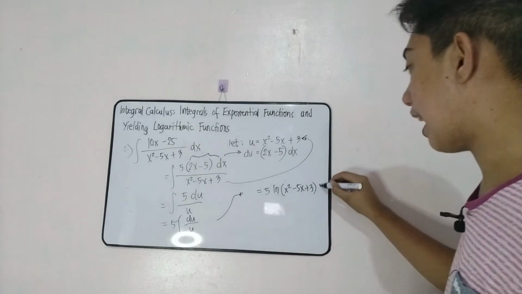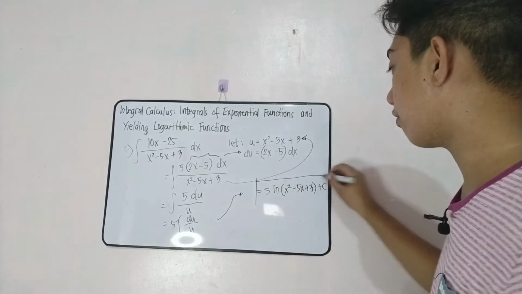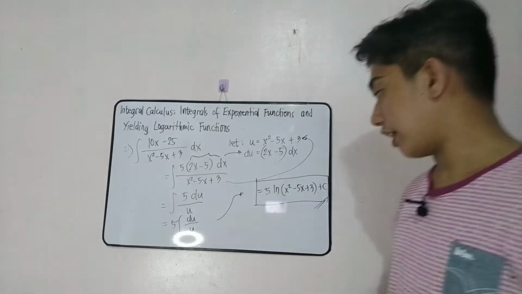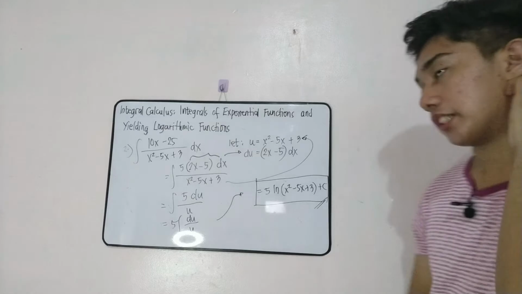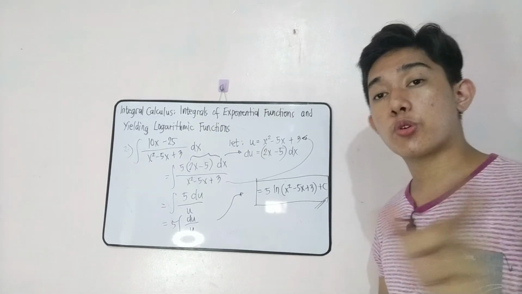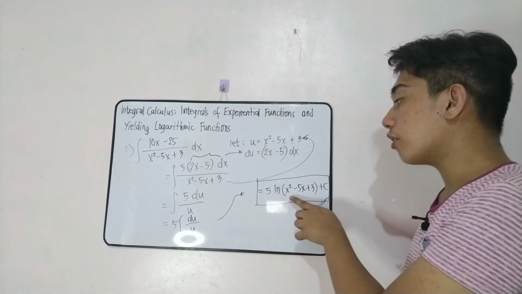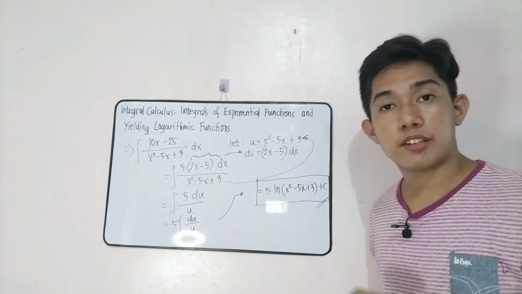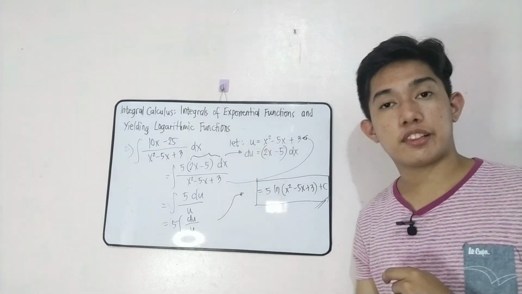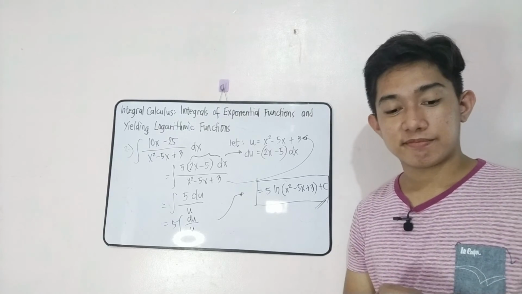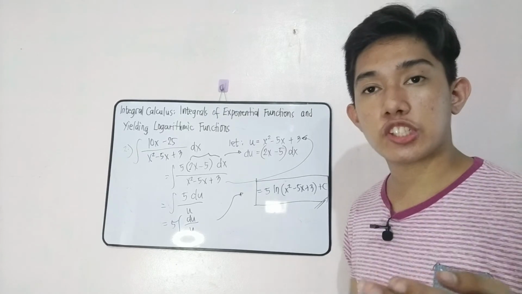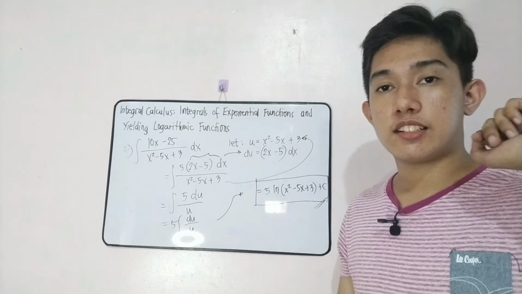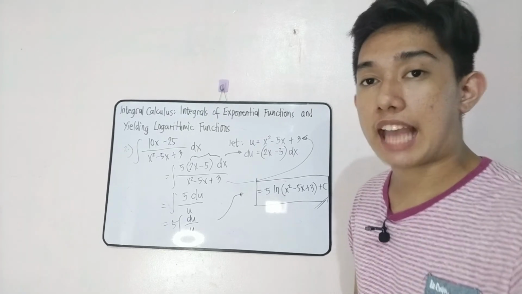So, c na lang ating lalagay. So, this is your final answer: 5 ln of x squared minus 5x plus 3 plus c. Or you can also transform this one into ln of (x squared minus 5x plus 3) raised to 5. Bakit? Laws of logarithms. Okay? So, if you have questions guys to the discussion, comment lang kayo dyan, then ask nyo lang.